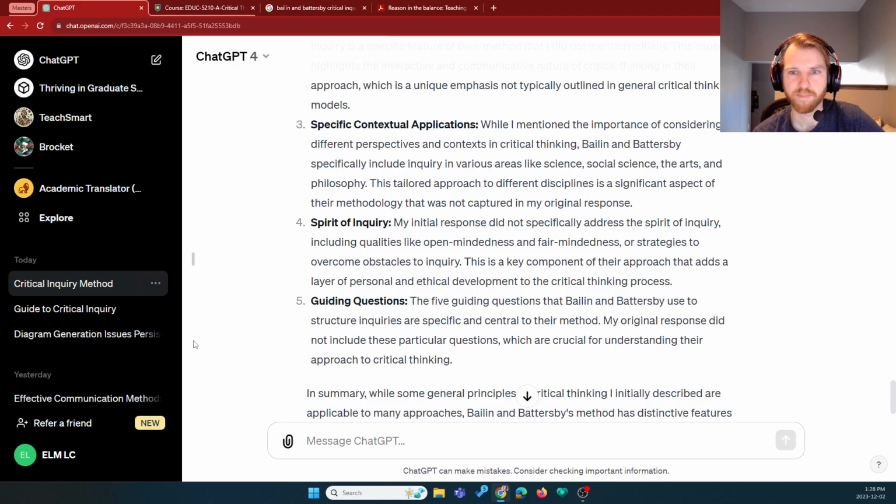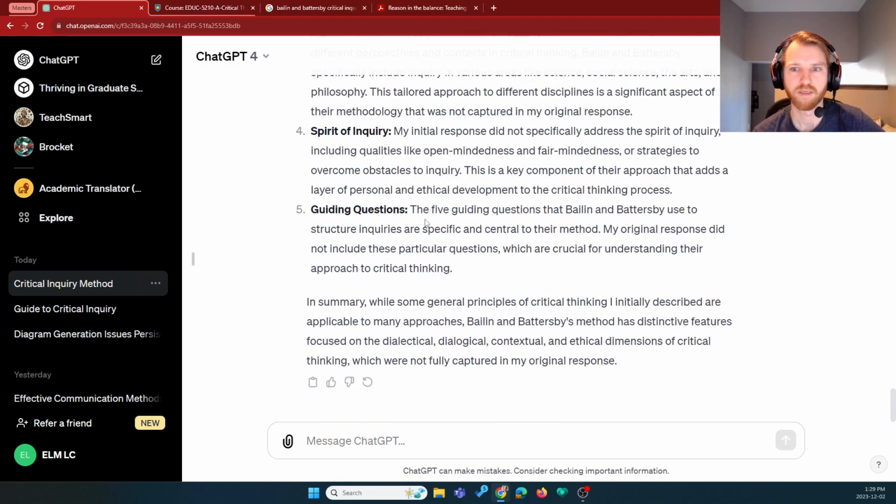And I appreciate its guiding questions comment, that the 5 guiding questions are specific and central to their method, and its original response did not include those particular questions, which are crucial for understanding their approach to critical thinking. So, yeah, again, at face value, I feel like it's seeing the difference here. Its initial description is applicable to many approaches, but Bailin and Battersby have distinctive features that were not captured in its original response. So this is a pretty good starting point.